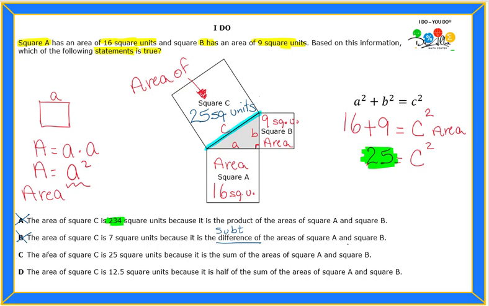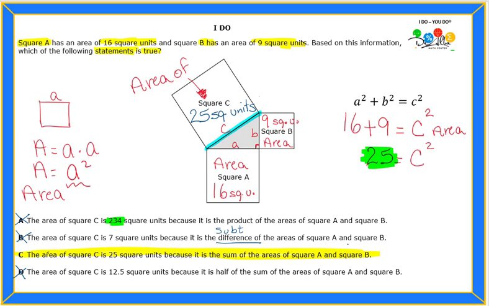What about C? The area of square C is 25 square units because it is the sum of the areas of square A and B. Is that true? Yeah, that's what we did, right? Let's see letter D. The area of square C is 12.2 square units. Nope, it's 25 we said, right? So therefore my answer is going to be letter C.